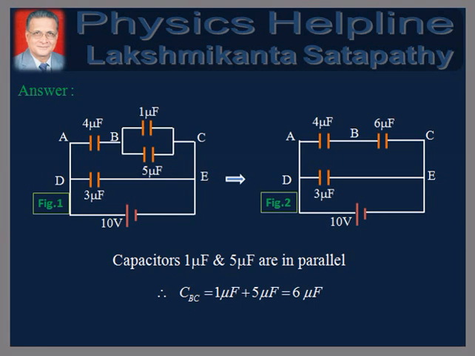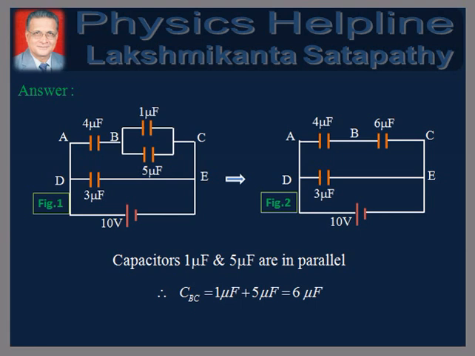The given network of capacitors is shown in the first figure. We will try to simplify the circuit as follows. Between the points B and C in the upper branch of the circuit, we have two capacitors of capacitance 1 μF and 5 μF in parallel. Therefore, the net capacitance is obtained by adding the two capacitances.